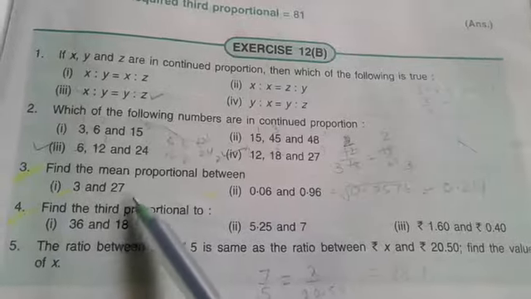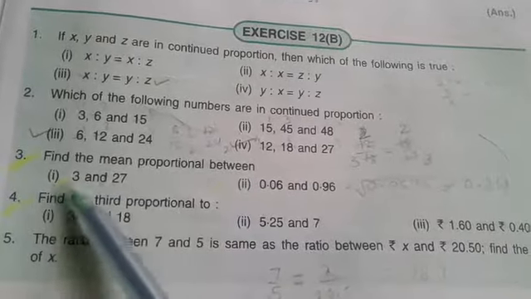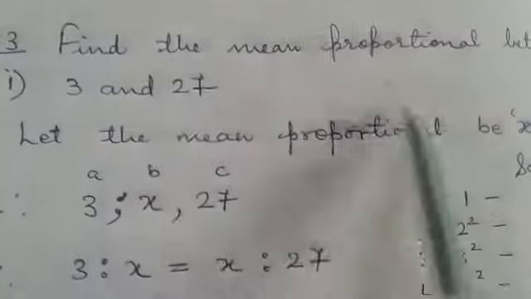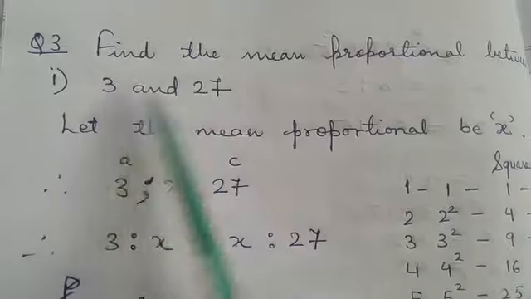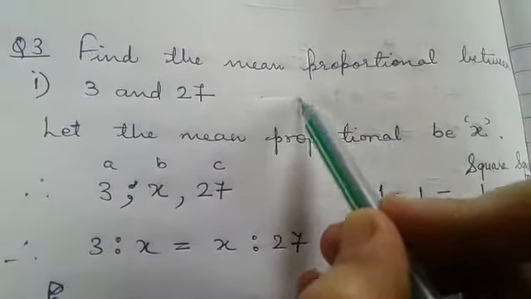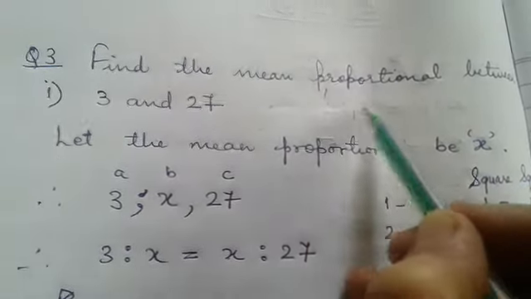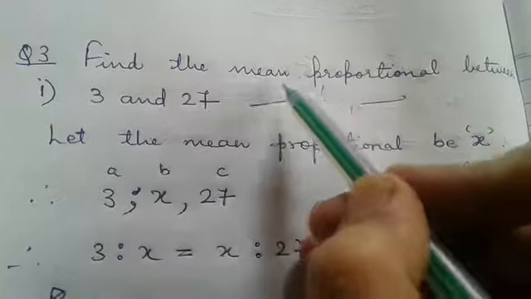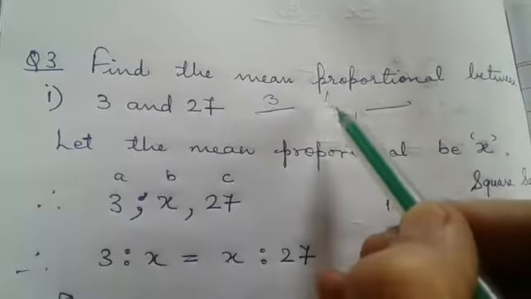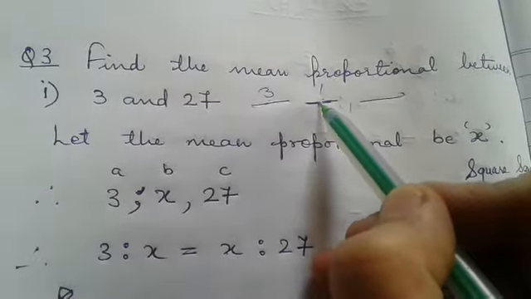Okay, so let's come back to studies. Find the mean proportional between 3 and 27. Mean proportion means, as you all know, we have first proportional, second proportional. The second proportional is called the mean proportional, and then the third proportional. So we have 3 as the first proportional, we don't have the second proportional, that is the mean proportional.